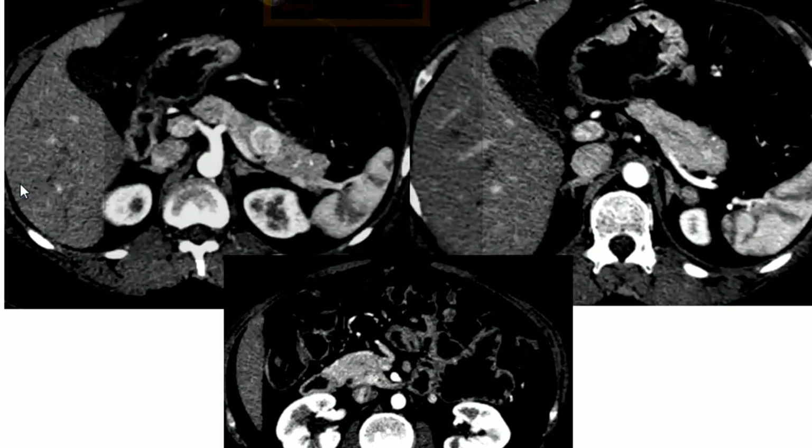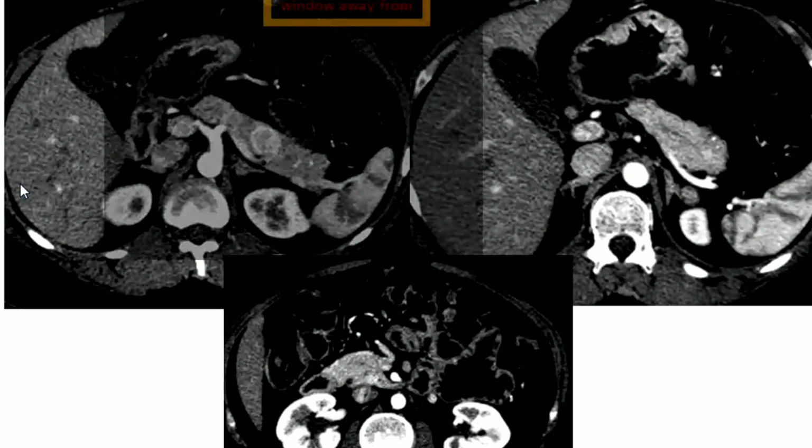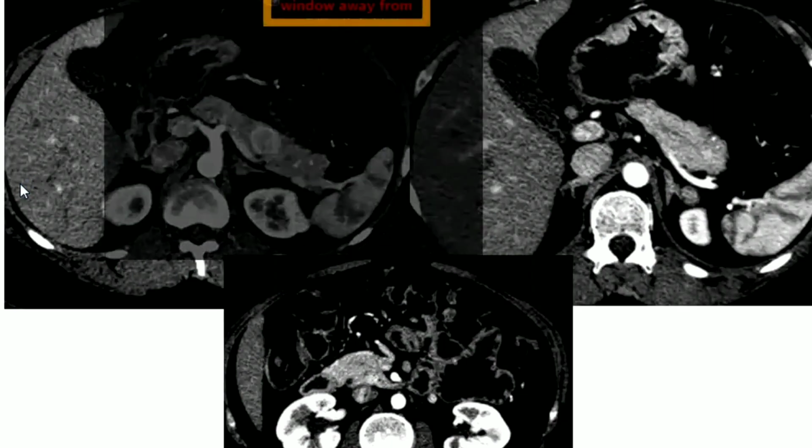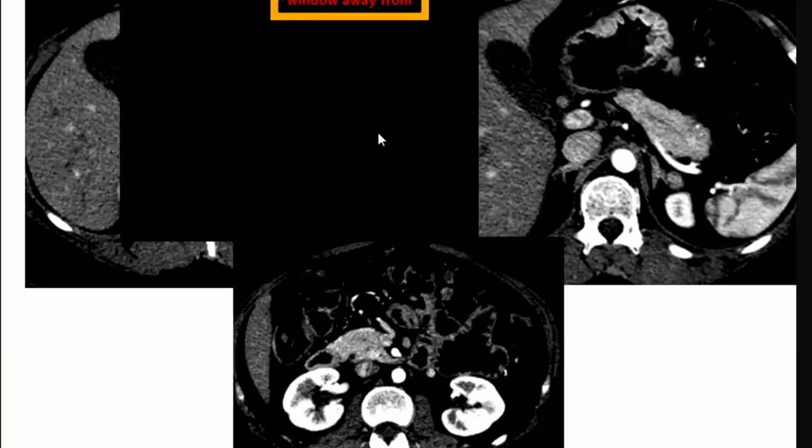Okay. First, I want to clarify the pancreatic protocol. Okay, we should do non-enhanced CT study. Non-enhanced CT study at the beginning, it's very important in detecting calcifications and fat or hemorrhage in tumor.